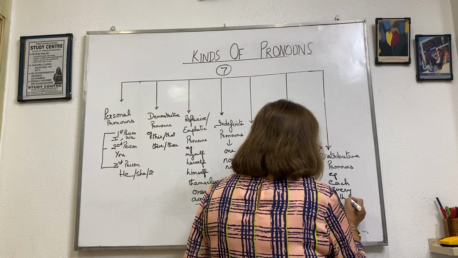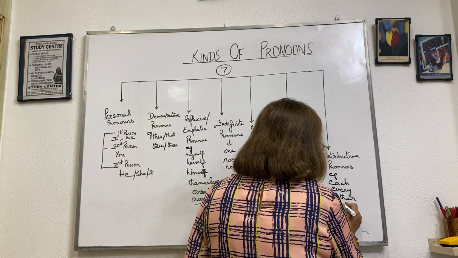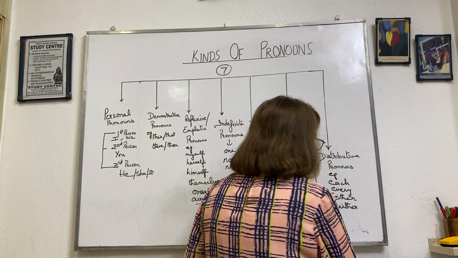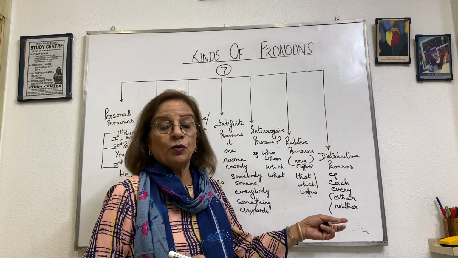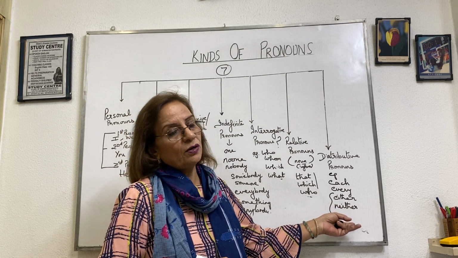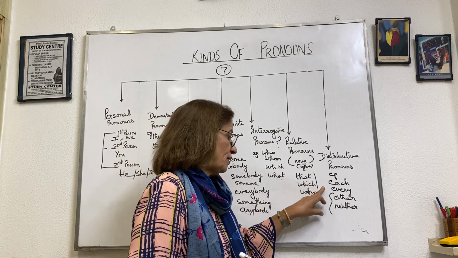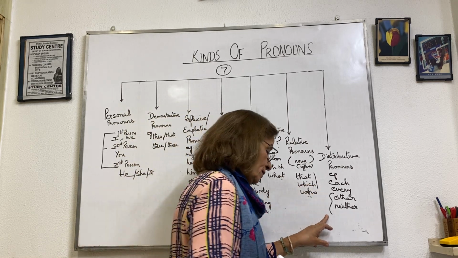Either. See this? Neither. Now children, these are two words, either and neither. Sometimes they are pronounced either and neither. Both are correct. You can say either or either, neither or neither. So don't get confused. Each, every, either, neither.